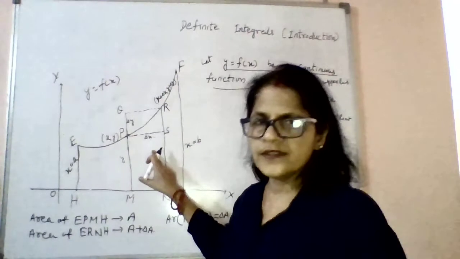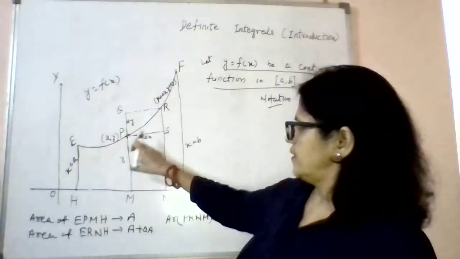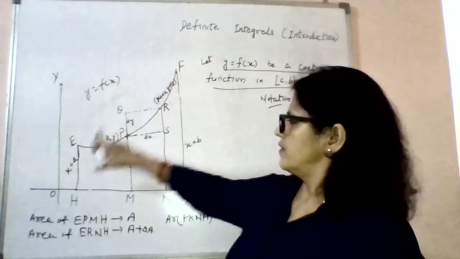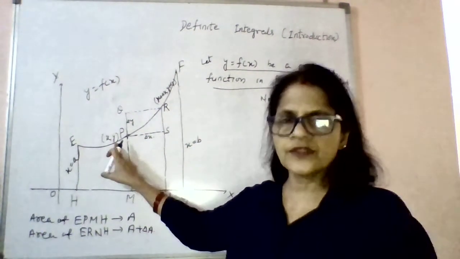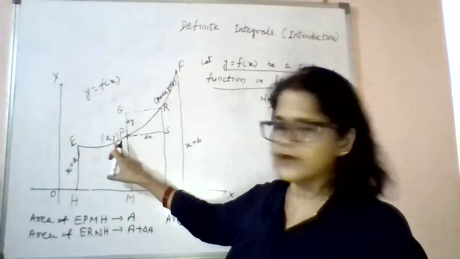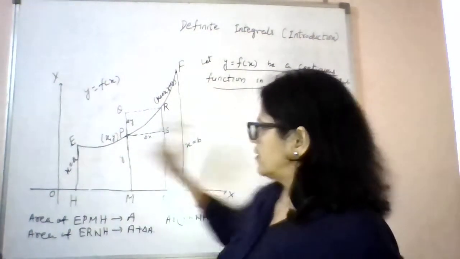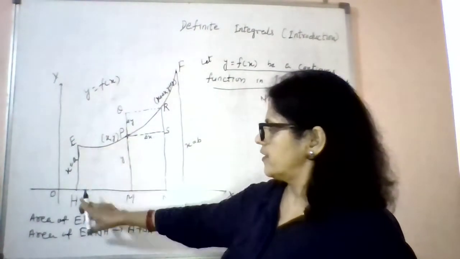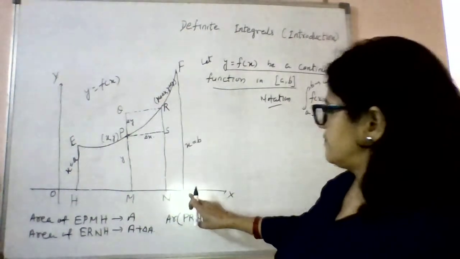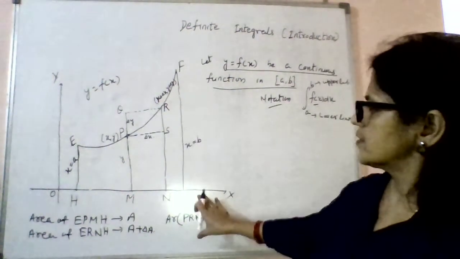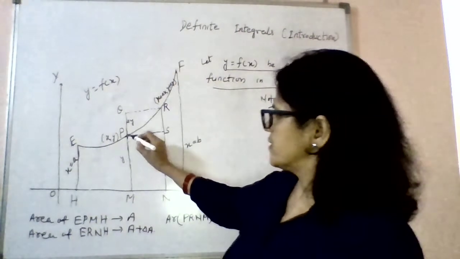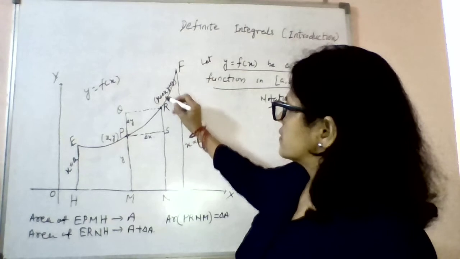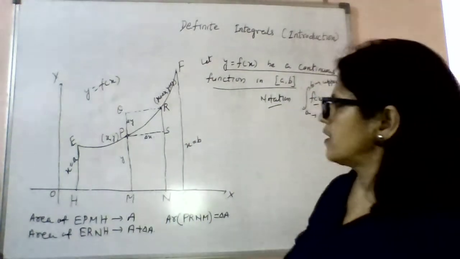Okay, so look at this diagram. As I said, the curve represents the graph of the function y equal to f(x), and two boundaries: this ordinate EF is x equal to a, and GH represents x equal to b. Okay, so let's take P(x, y) and R(x + delta x, y + delta y) be two points on the curve.